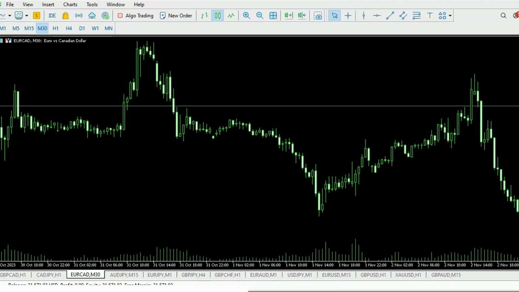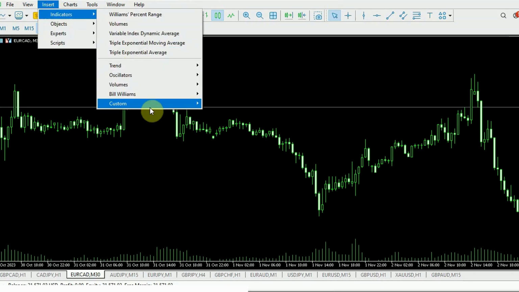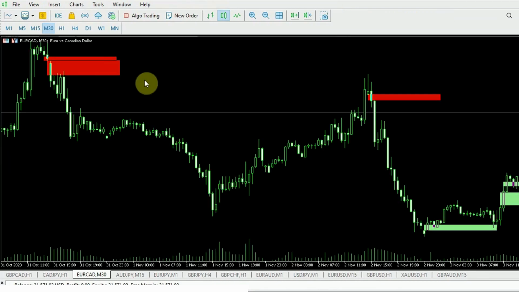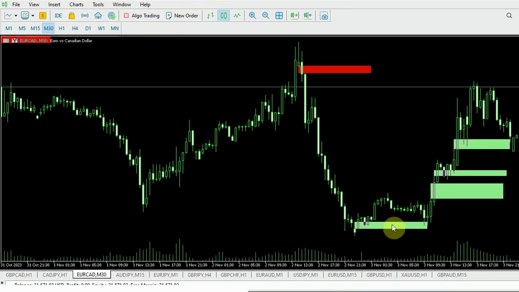And now let's add our fair value gap indicator to our chart. So we'll go to Insert, Indicators, Custom, and here's our fair value gap indicator. So here you can see our fair value gap indicator highlights the bearish fair value gaps in red and the bullish fair value gaps in green.